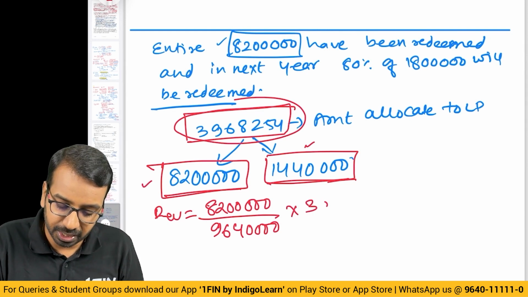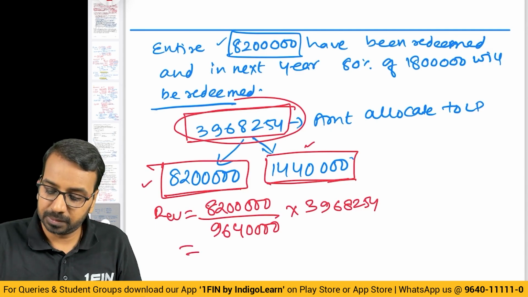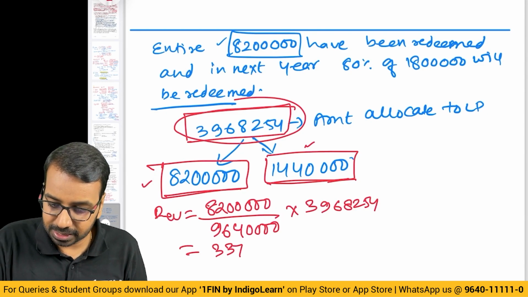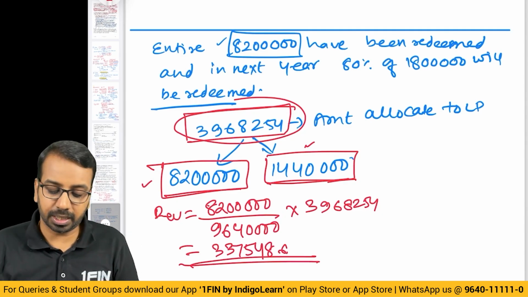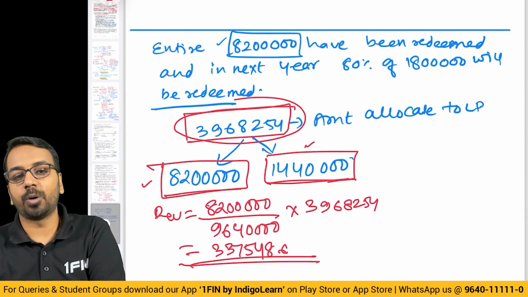So 3,968,254, if you do 82 lakhs divided by 9640 multiplied by 3,968,254, we get 3,375,486. So this will be the revenue to be recognized, 3,375,486, and the balance amount will be shown as deferred revenue or a liability.